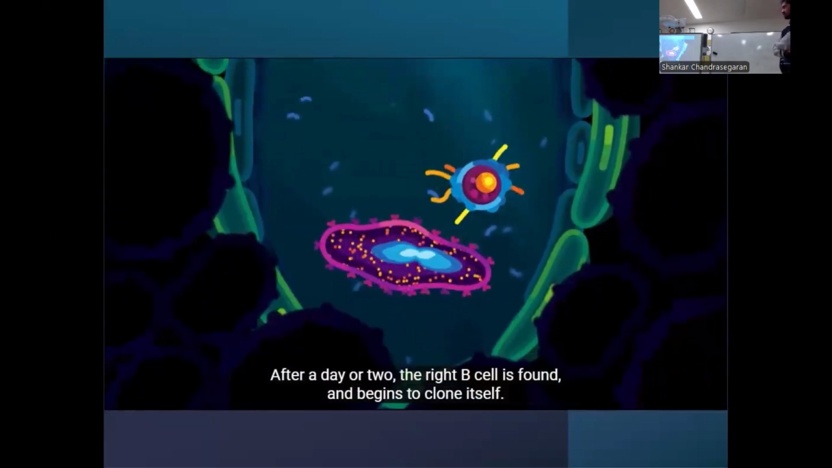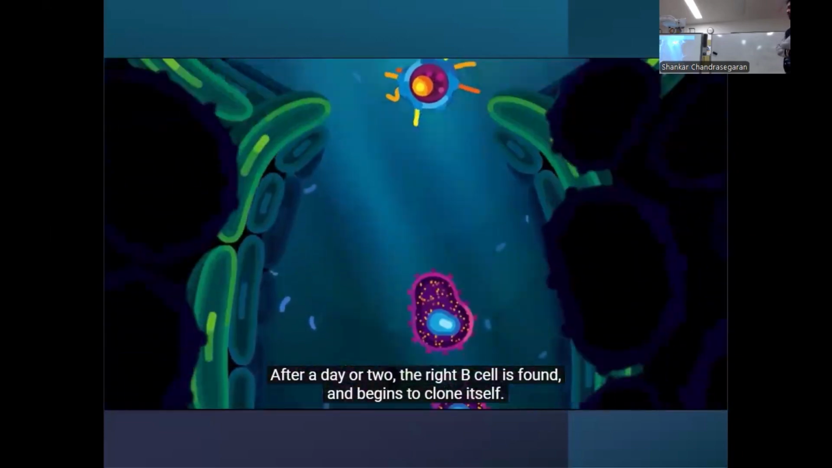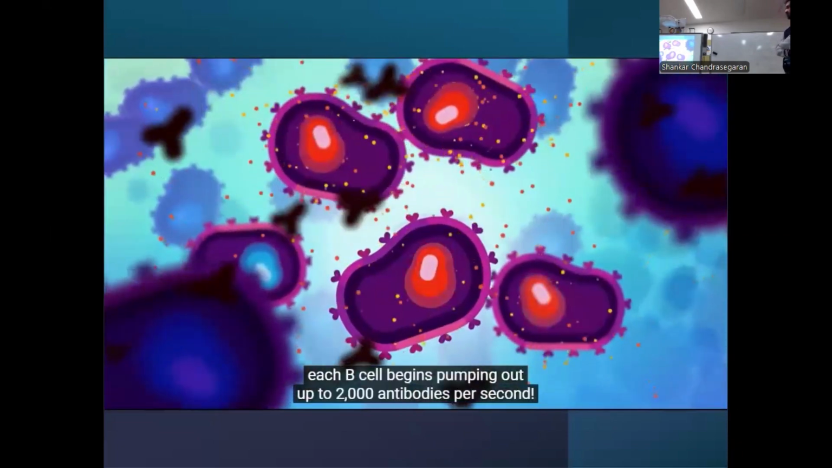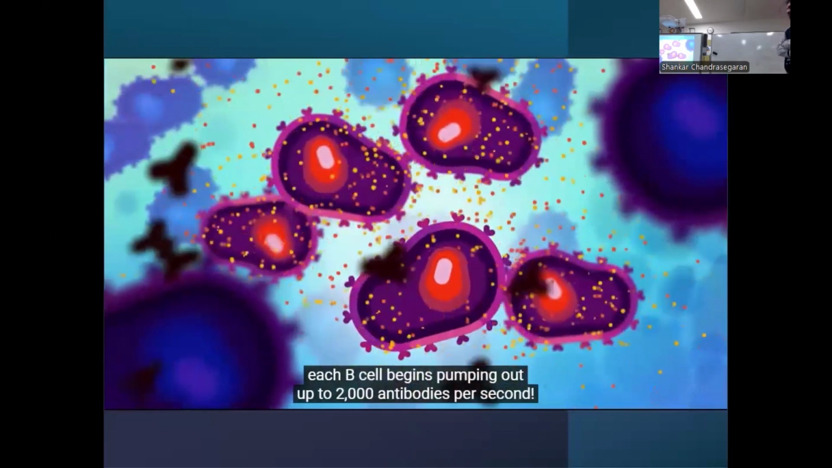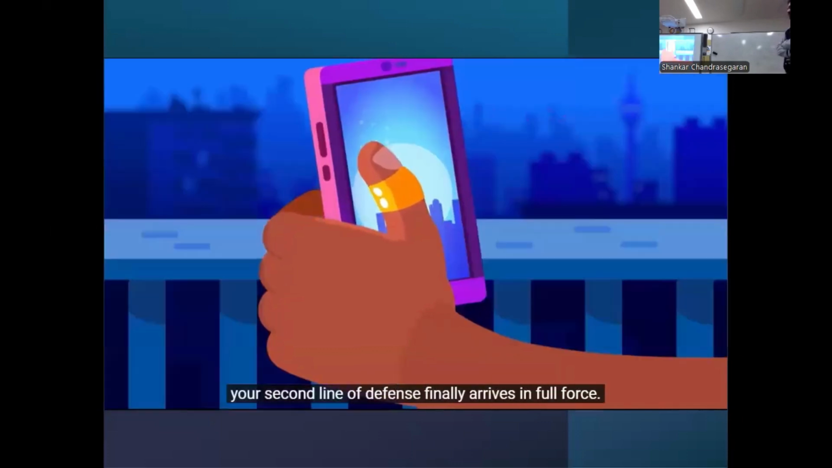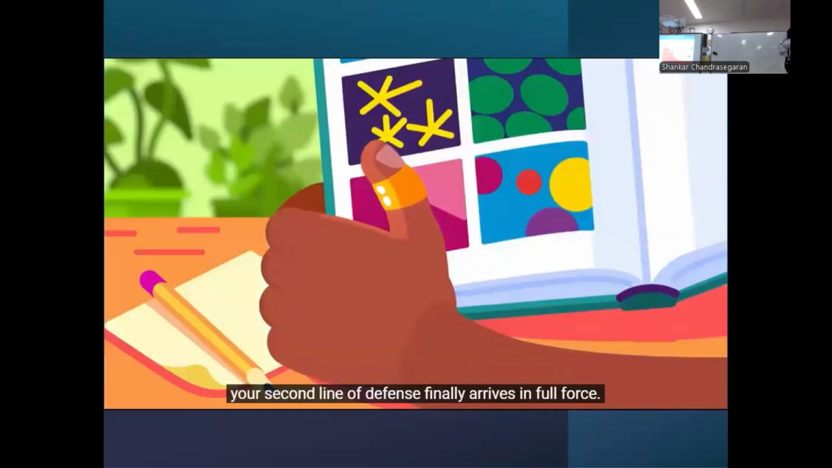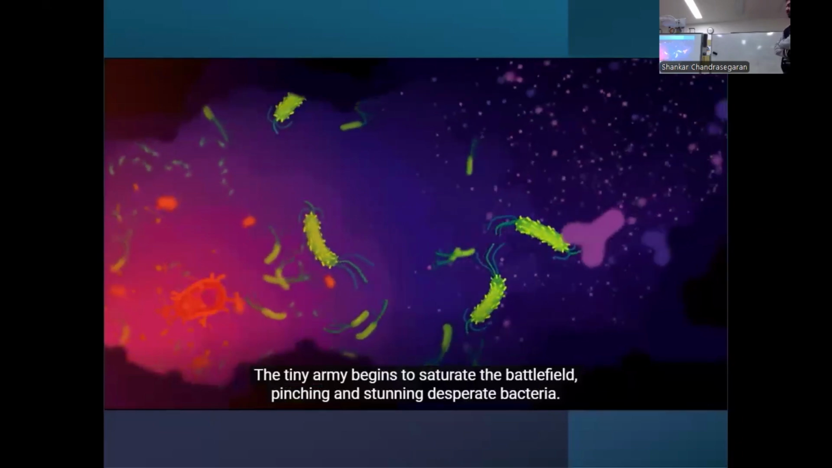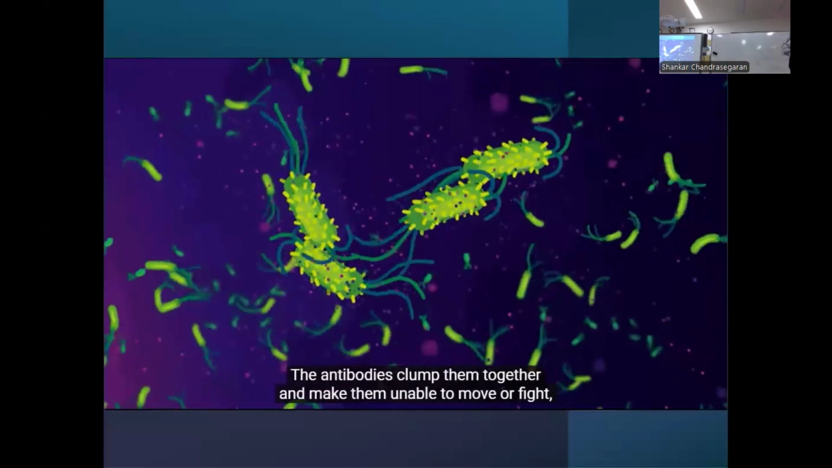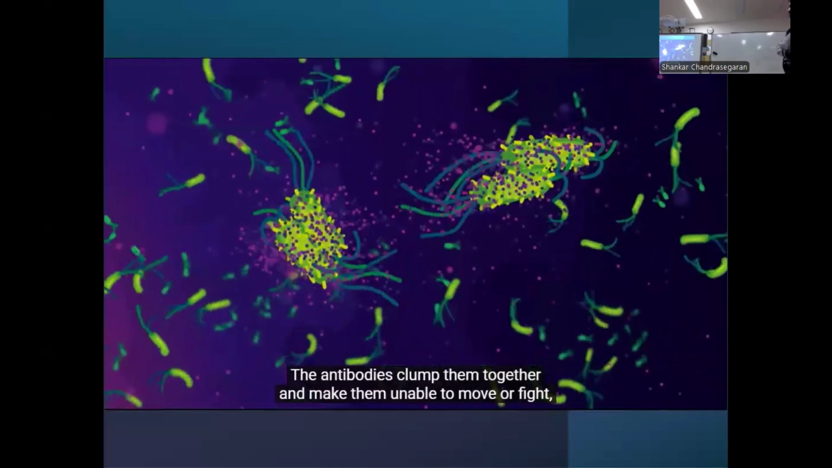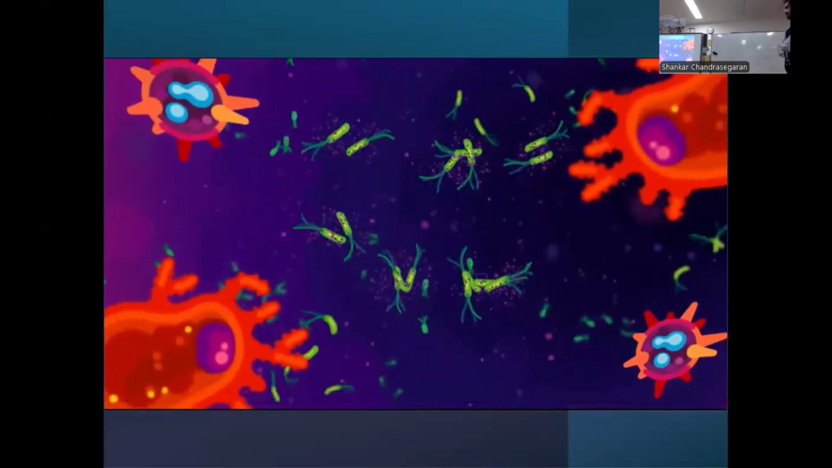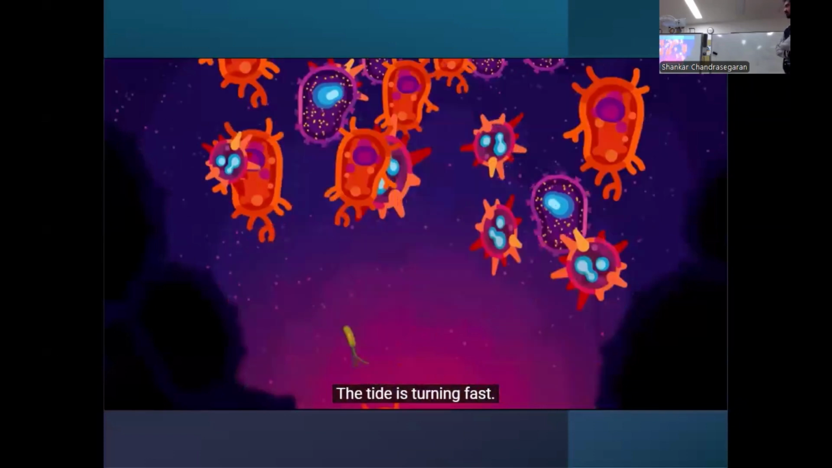After a day or two, the right B cell is found and begins to clone itself. As soon as enough clones have been made, each B cell begins pumping out up to 2,000 antibodies per second. About a week after you injured yourself and bacteria invaded, your second line of defense finally arrives in full force. The tiny army begins to saturate the battlefield, pinching and stunning desperate bacteria. The antibodies clump them together and make them unable to move or fight, while your soldiers massacre the defenseless victims. The tide is turning fast.